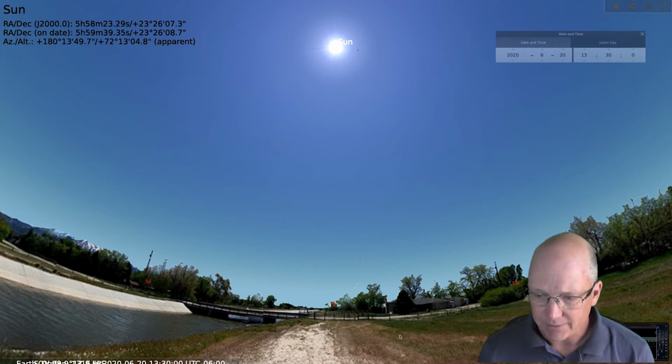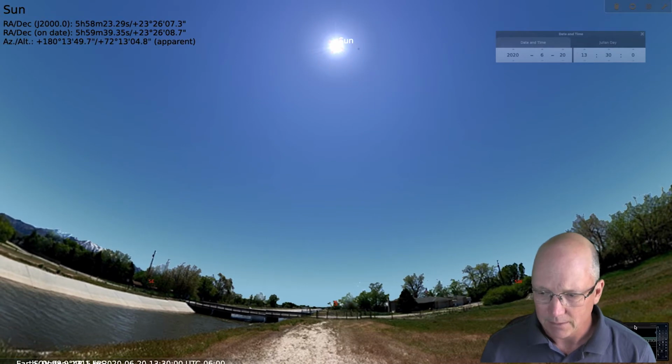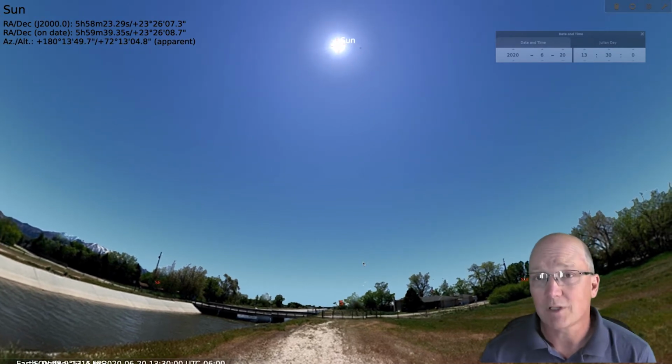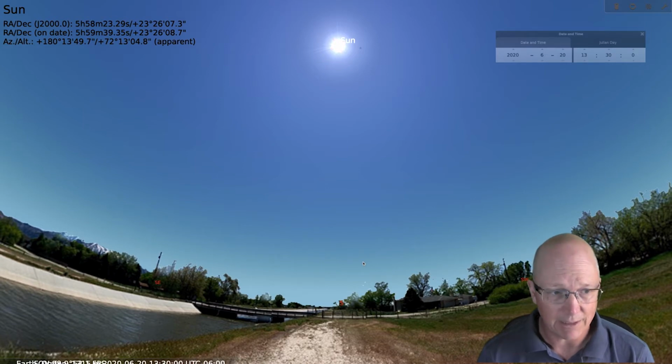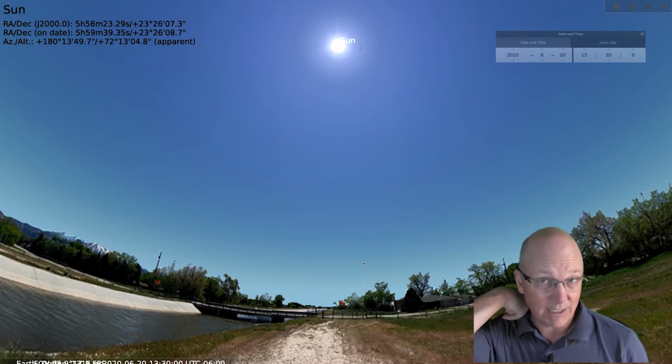What we're looking at here is Stellarium. So what we're looking at right now is a scene from Stellarium. This is actually back in June of 2020. And I picked this date because it's very close to the summer solstice, which means the sun is highest in the sky. And this is at about the time when the sun is highest in the sky.